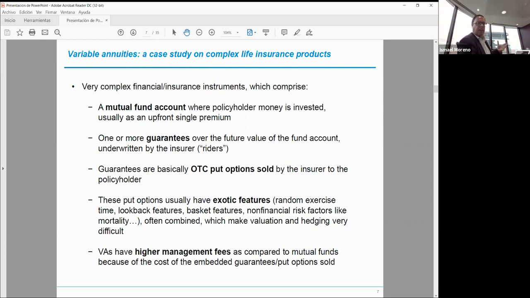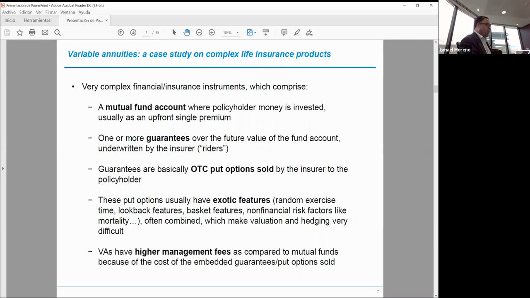This sounds very American, the riders. Each guarantee is a rider, and each guarantee can typically be associated to a financial option, most normally a put option in all its sorts and exotic ways, but they are normally all put options, not calls. Because the basic aim is to guarantee the minimum value of the fund, and you do that with put options.